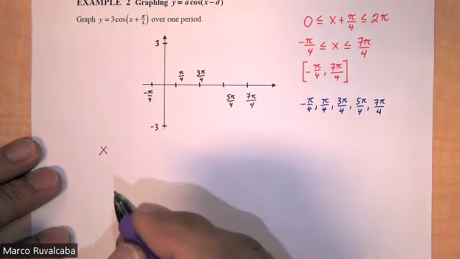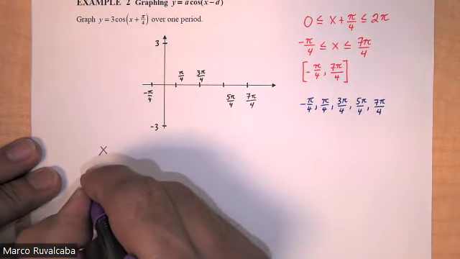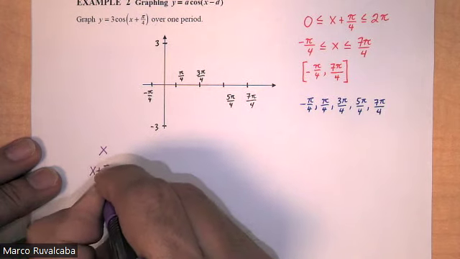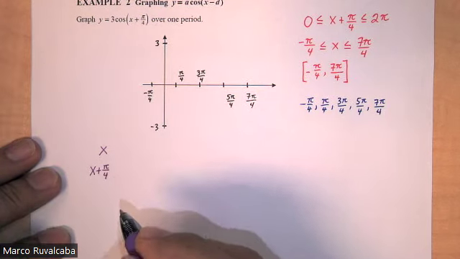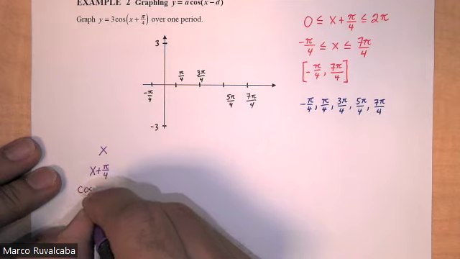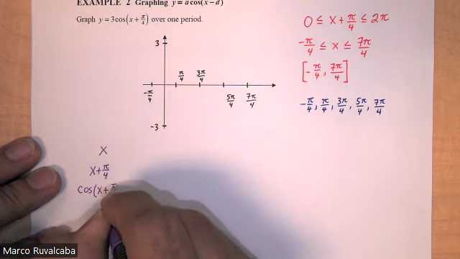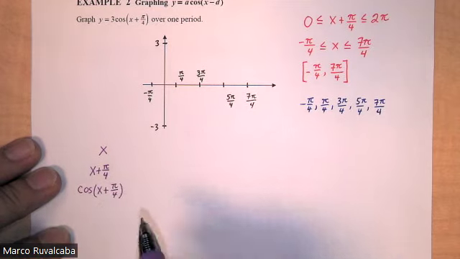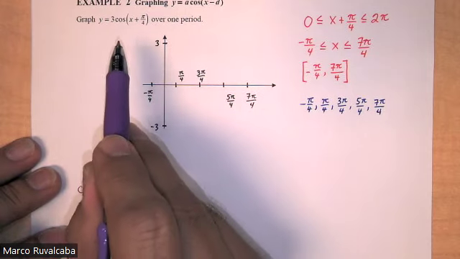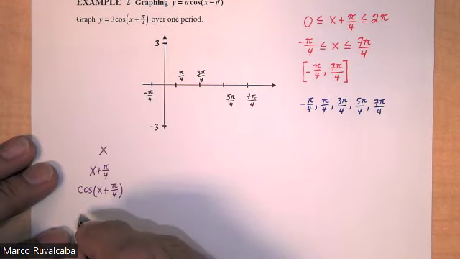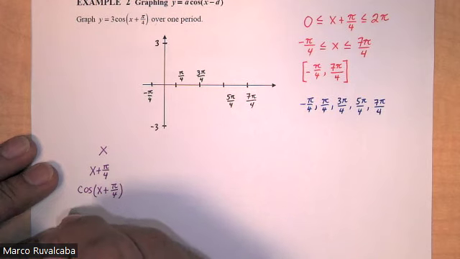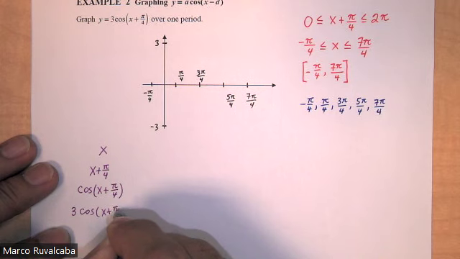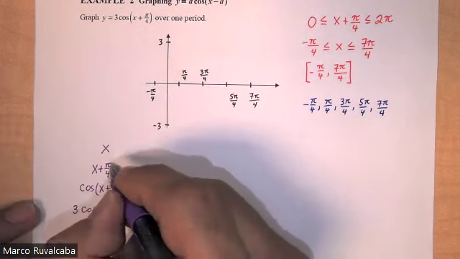So we have x, and then we'll have x plus pi fourths. And then we would take the cosine of x plus pi fourths. But remember, in our function now, we're multiplying that by 3. So we need one more row here. That's 3 times the cosine of x plus pi fourths. Okay?